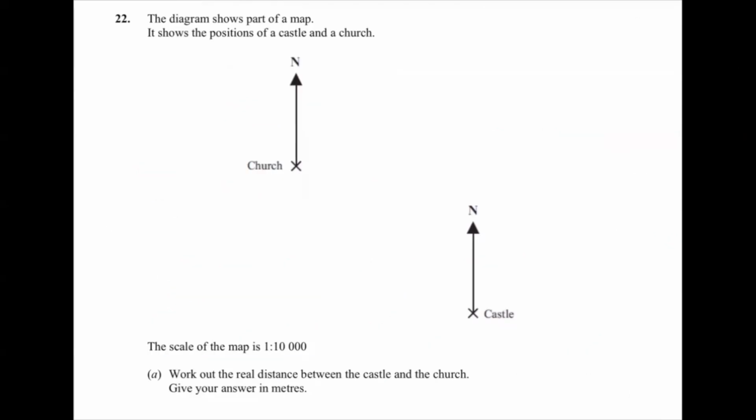Okay, so for the first bit of this question, we need to work out the real distance between the castle and the church. So we would draw our line that we need to measure on, get our ruler and measure it. Now, with this type of question, your measurement might be slightly different to mine, because you've downloaded the paper, you've printed it, your printer settings might be slightly different, and therefore your line will be different. So if you've measured it differently, but you followed the steps, then you know you're doing the right thing.